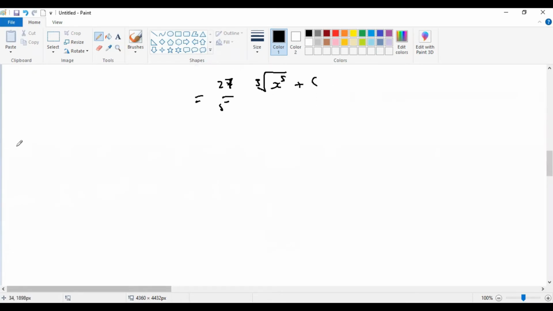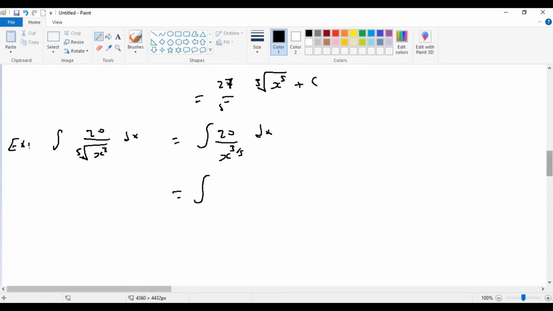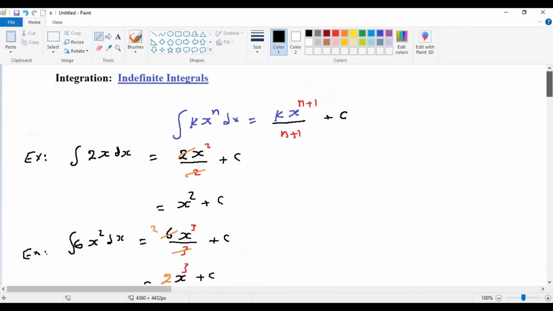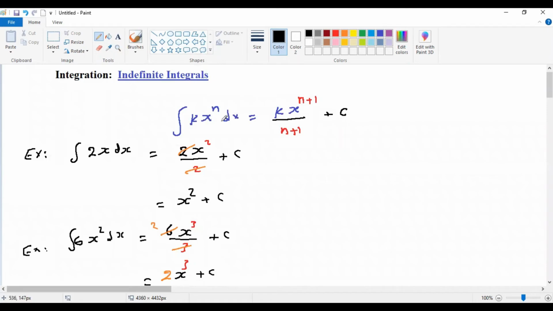Okay, another example. If we have the integral of 20 over the fifth root of x cubed dx, how do we get the solution? The solution is the integral of the constant 20, then this one over this one. First we have to write it as a power. So the power is x to the power 3 over 5 dx. Now for the integral, we have to rewrite it as the rule we said: first, k times x^n.